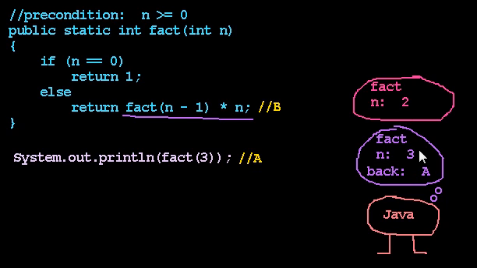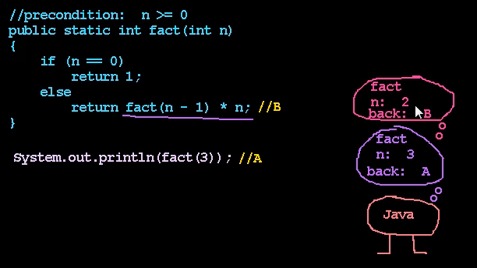When in finding 3 factorial, when we realize we have to find 2 factorial, Java makes a note that when it's done finding 2 factorial, it's going to go back to B, the line where it was asked to find 2 factorial. Alright, so let's proceed from there. I'm just drawing my little bubbles here. Here we go.